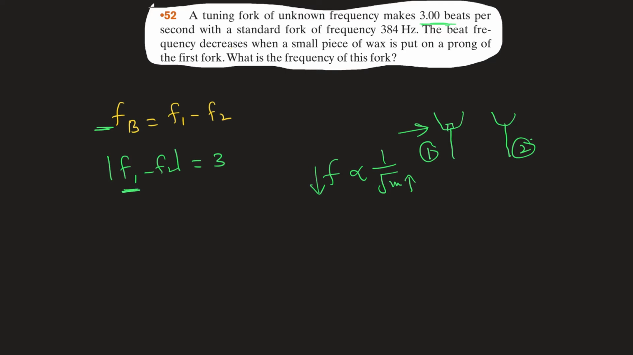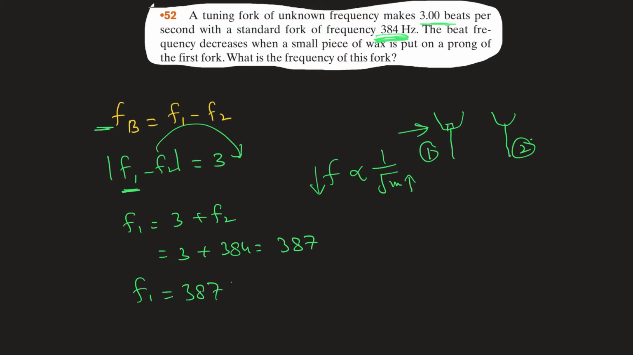If we want to find the frequency of the first fork, then F1 minus 384 is equal to 3. You can move this here, this will become plus. So 3 plus the standard frequency of this fork, which is given as 384. So this will become 387. It means that the frequency of the first fork will be 387 Hertz. So this is the answer.